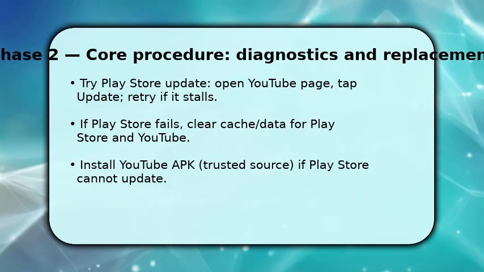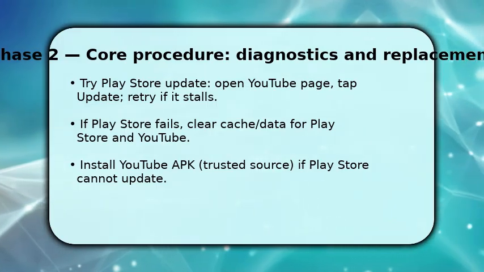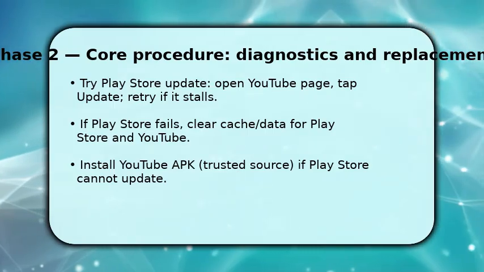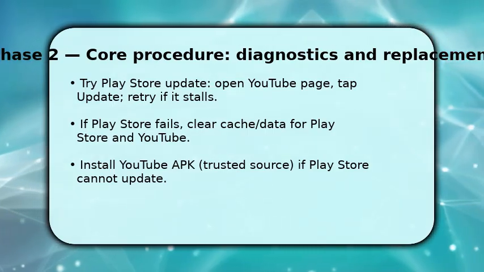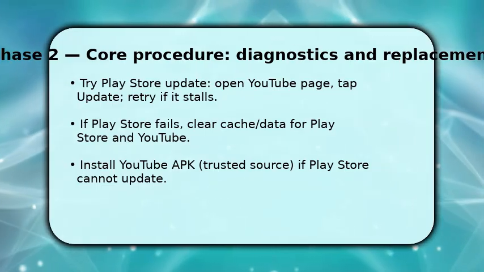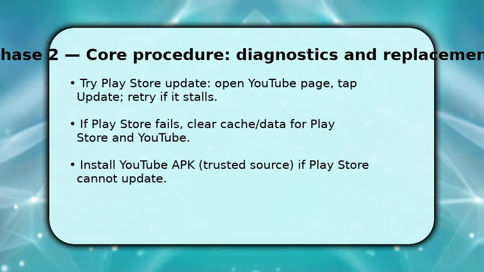If Google Play still fails, download a compatible YouTube APK from a trusted source and install it manually. Allow installs from unknown sources only temporarily. Doing this fixes corrupted downloads and mismatched signatures that block updates.